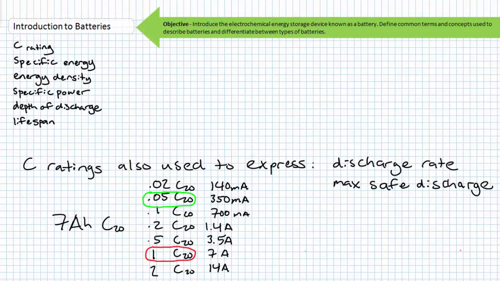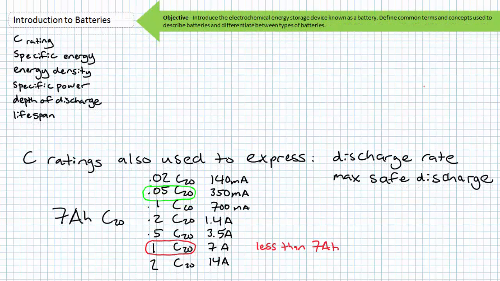Key to your correct interpretation of the C ratings are these two figures right here, 0.05 C20 and 1 C20. A battery with a nominal 7 amp-hour capacity at the C20 rating will not output 7 amps for 1 full hour because the nominal 7 amp-hour capacity has been expressed at the C20 rating, or for a period of 20 hours. It should not come as a surprise that the battery would last less than 1 hour if you were drawing 7 amps from it.